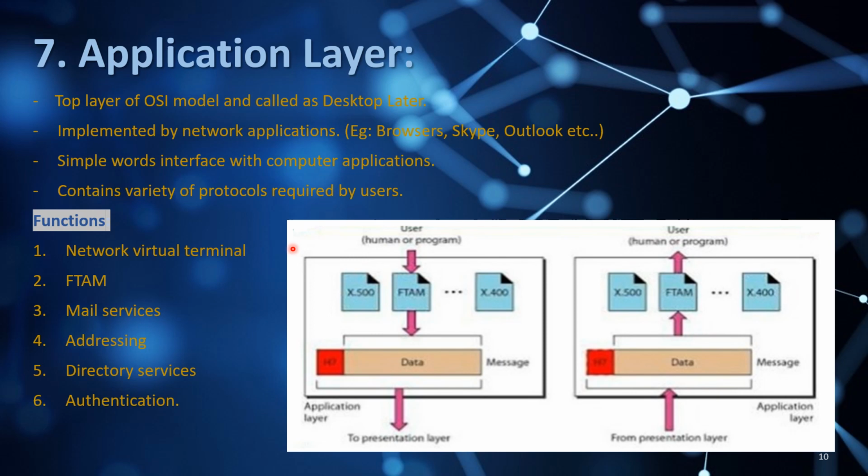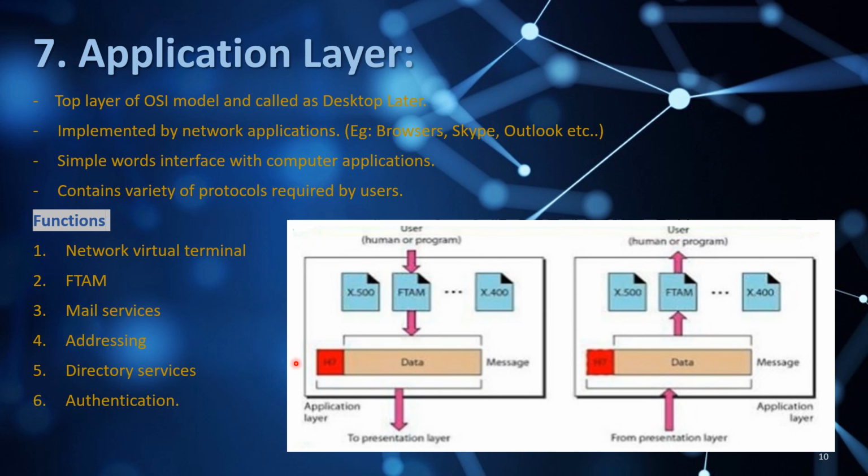The main functionalities are network virtual terminal, so if you use RPC, you can create a remote connection. FTAM, file transfer access management: you can access the files, transfer the files, and manage the files over the internet. Mail services, which is email services. Addressing: for addressing, DNS is used to map the names to the IP address. Directory services and authentication: username and password are used for authentication. These are the main functionalities of the application layer.